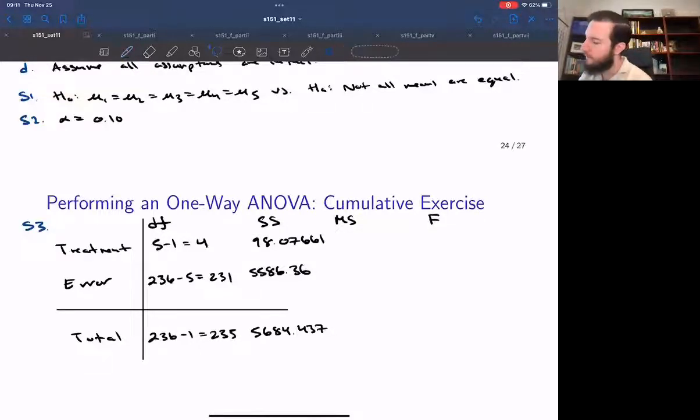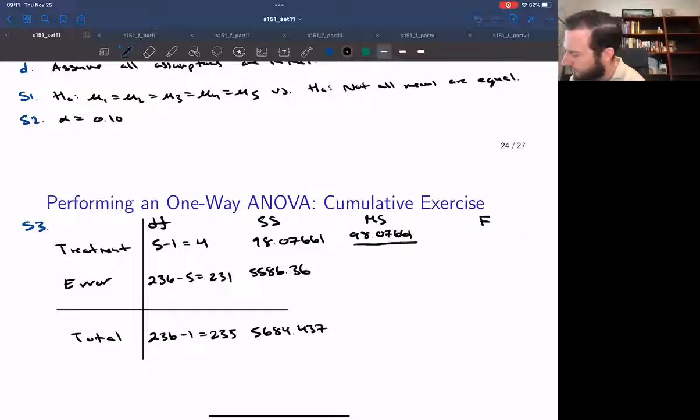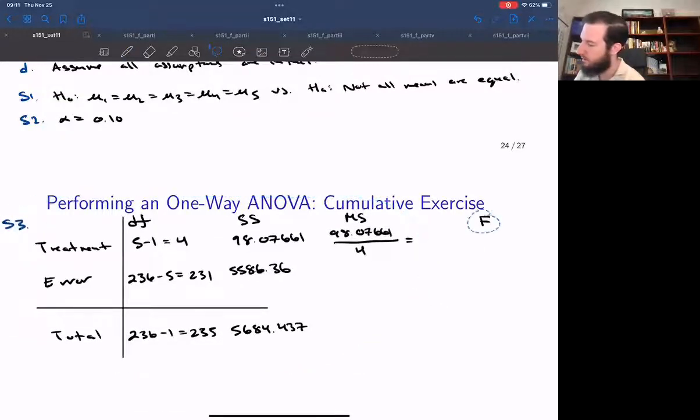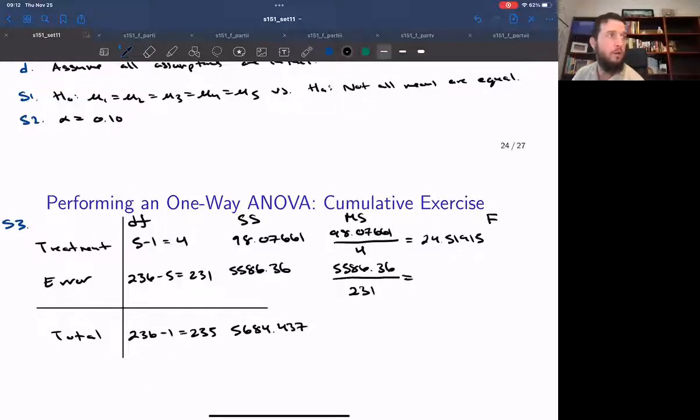Okay, now to get the mean square, we're going to divide the SS by its degree of freedom. So that's going to give us 24.51915. Okay, and then here we're going to do the same thing. We're going to divide the SS by its degree of freedom, which gives 24.18338.